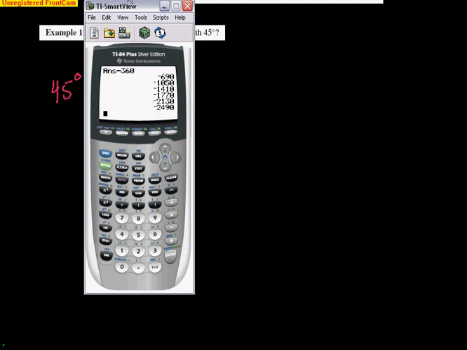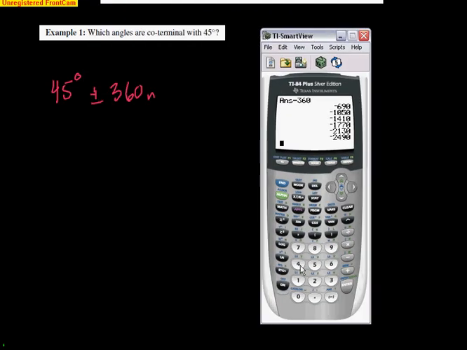Which angles are coterminal to 45 degrees? So you'd start off with 45 degrees, and you would add or subtract 360 as many times as you want. Again, if I want to create a list of coterminal angles with 45, I could start with 45 degrees and add 360 and get 405. That would be one coterminal angle. Let me write that down, 405.